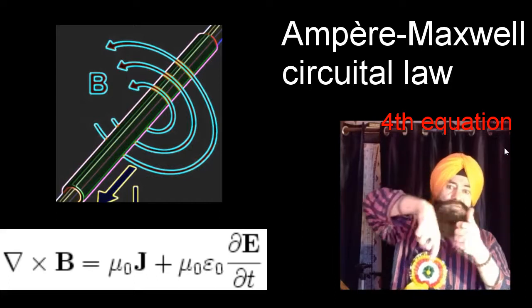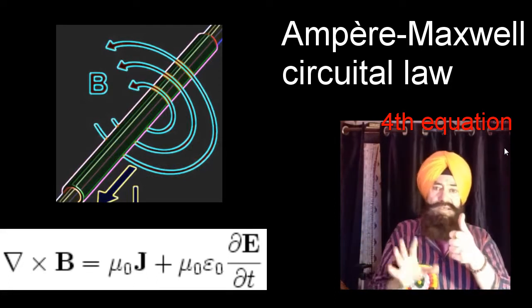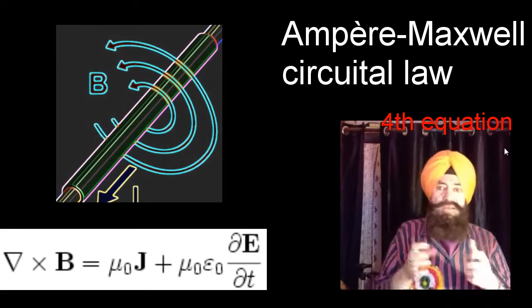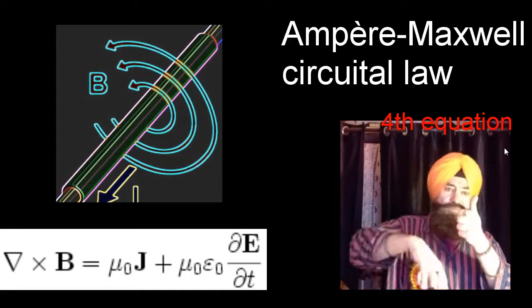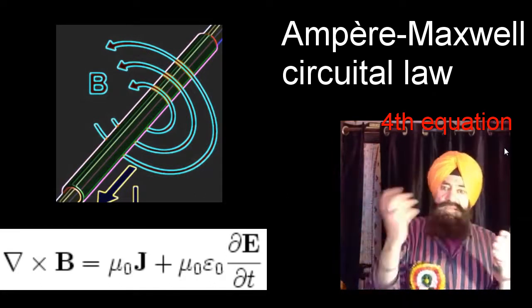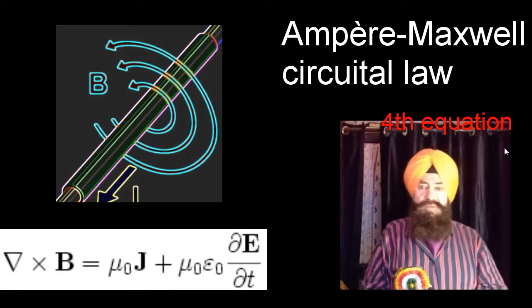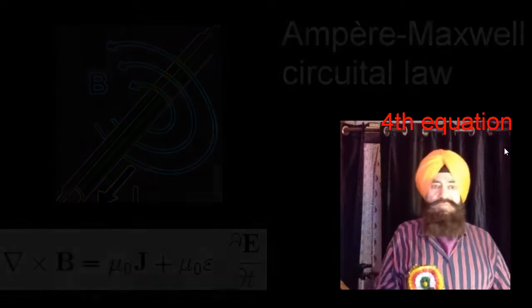What is the reason for the curl of the magnetic field? There is J, the current density, or the displacement current, that is responsible for the magnetic field around the current carrying conductors. That's Ampere's law, you call it Ampere's circuital law. Okay, that's the fourth Maxwell equation. These are the four Maxwell equations.